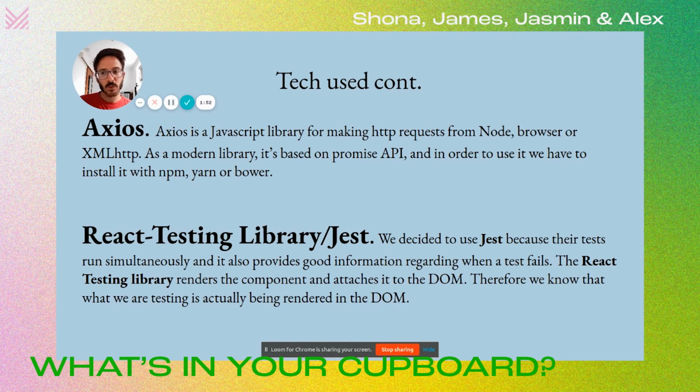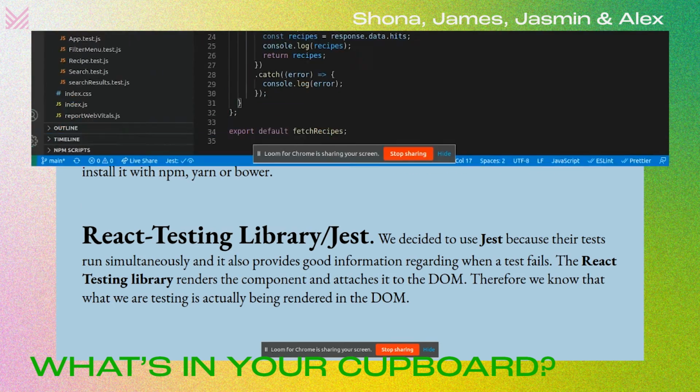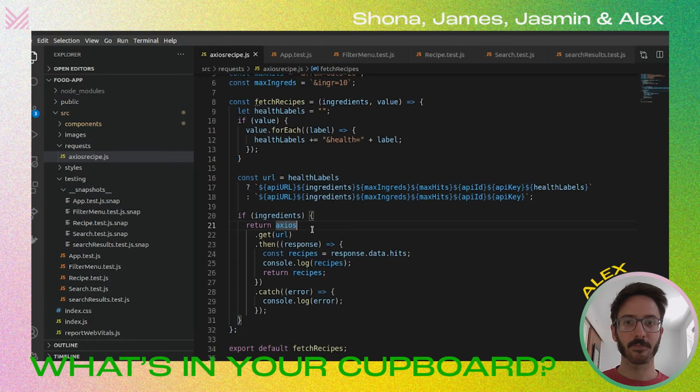Following the test we use Axios. Axios is a JavaScript library for making HTTP requests from Node, browser, or XML HTTP. As a modern library, it's based on a Promise API, and in order to use it, we have to install it with npm, yarn, or Bower. We chose Axios over Fetch because in the first place it was the request we were more familiar with since we used it in the course. Second, it's a very easy to use API and it's in a compact package.